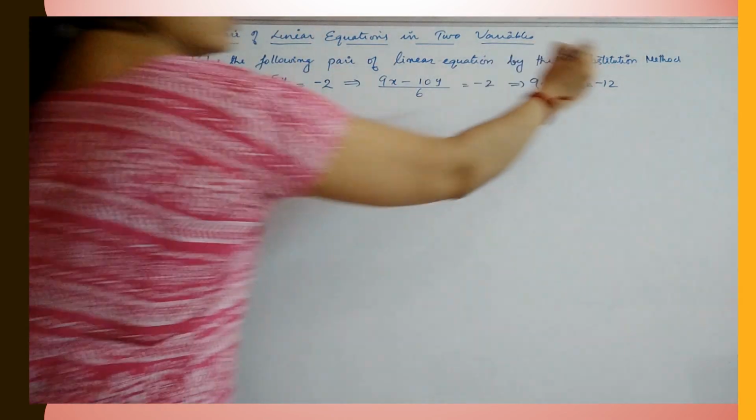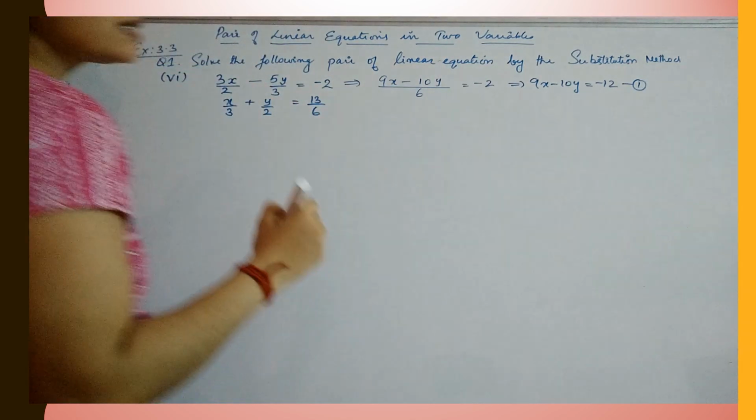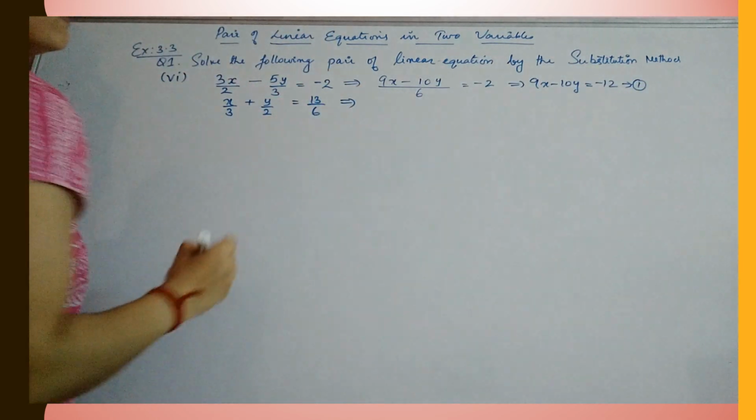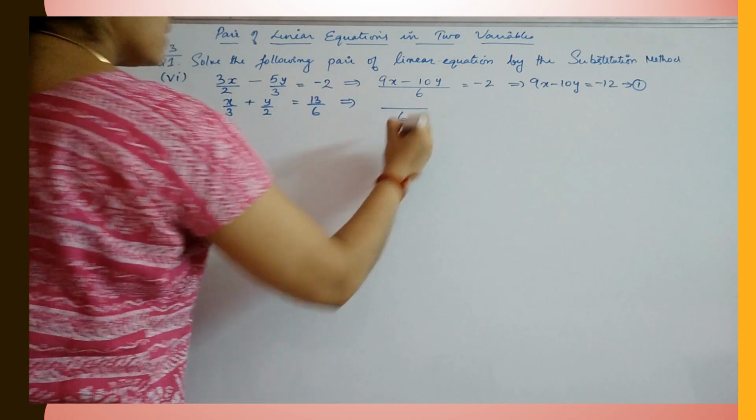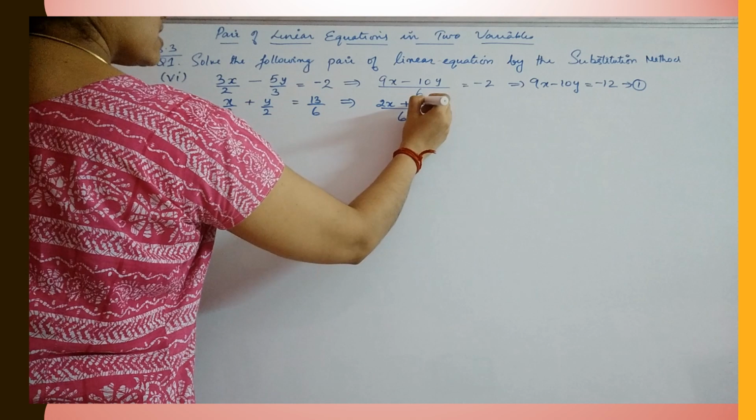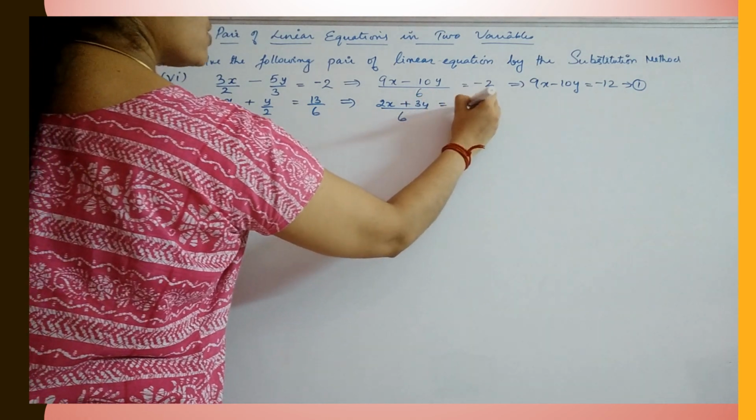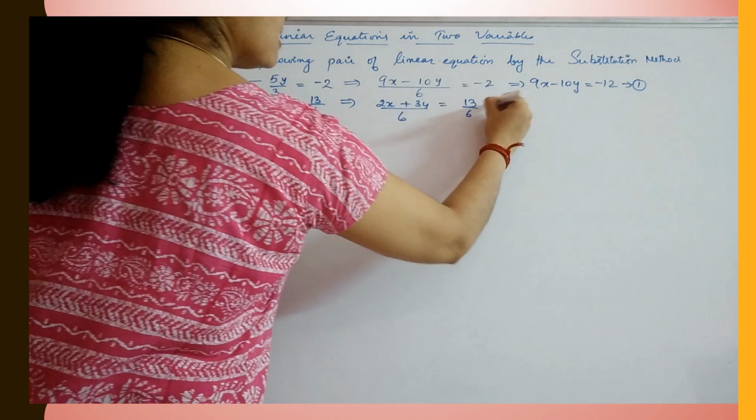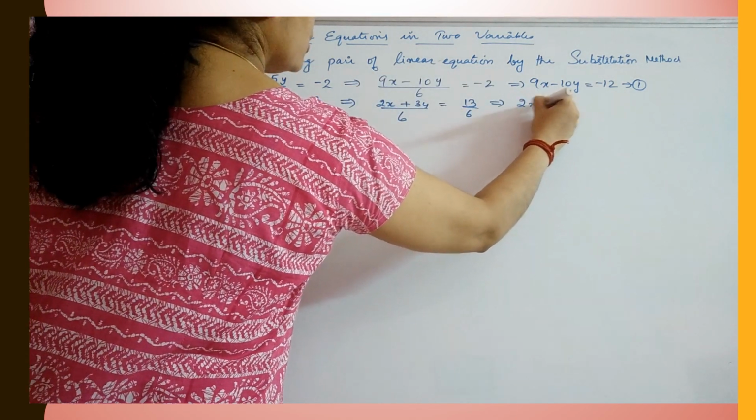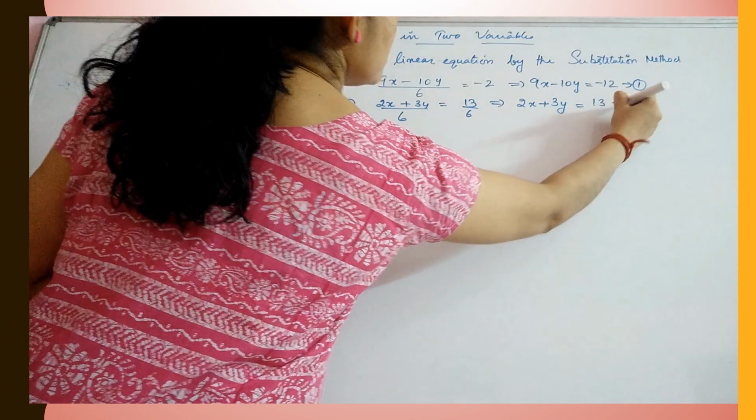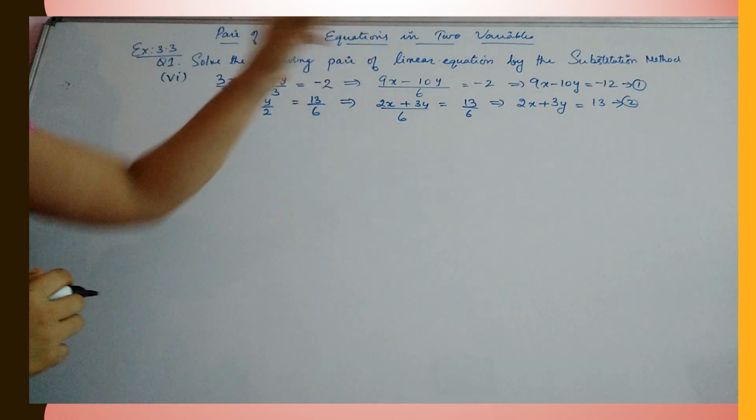Now make this as your equation number 1. Right? Now for the second one also you have the LCM as 6. The next term will be 2x plus 3y is equal to 13 by 6. Both have the denominator as 6, so that will be getting cancelled and you will get the new equation as 2x plus 3y equal to 13, which is equation number 2. Okay, so you got two equations.